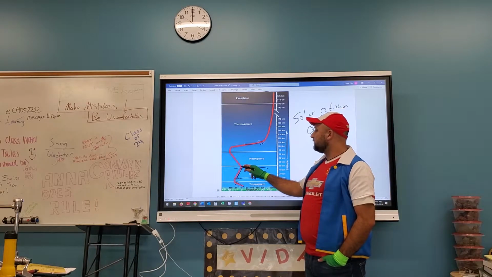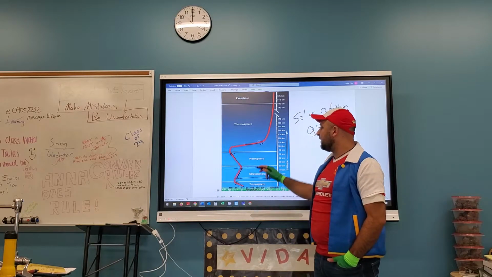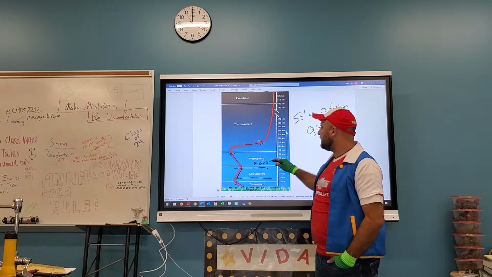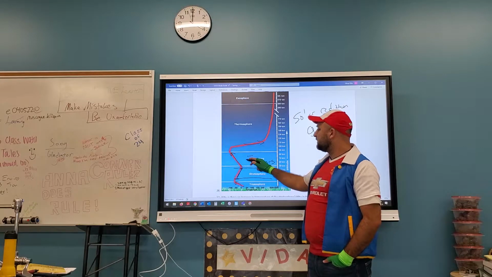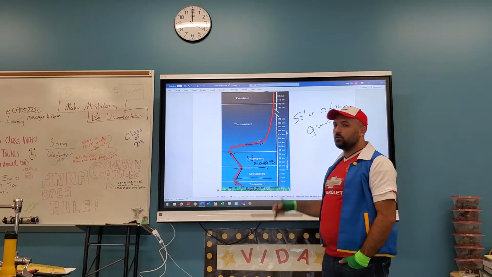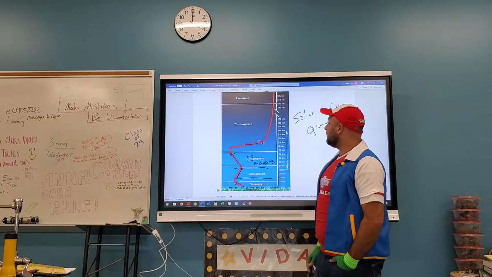In the mesosphere, there's not too much that goes on there, so the temperature goes back down. It does, however, stop almost all meteors. And I know that because the mesosphere starts with "me" and meteors start with "me." That's how I remember that. Keep it going to the thermosphere.